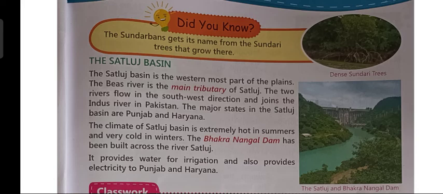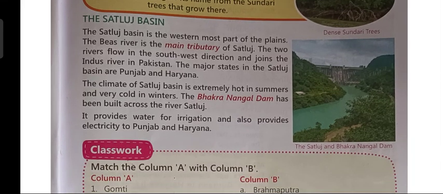Now children, the climate of Satlaj Basin is extremely hot in summers and very cold in winters. The Bhakra Nangal Dam has been built across the river Satlaj. It provides water for irrigation and also provides electricity to Punjab and Haryana. So children, the climate of Satlaj Basin is very hot in summers and very cold in winters. So in summers it's very hot and in winters it's very cold.